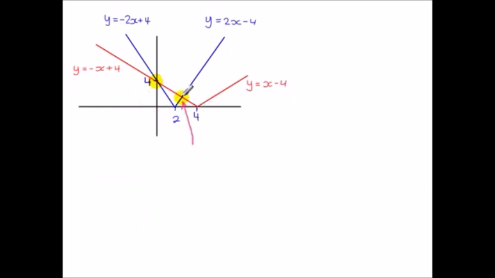To work out the x coordinate for this point, we take the equation of this line, y is equal to minus x plus 4, and we take the equation of this line and we solve them, y equals 2x minus 4. Adding x to both sides, adding 4 to both sides. So the x coordinate here is 8 over 3.